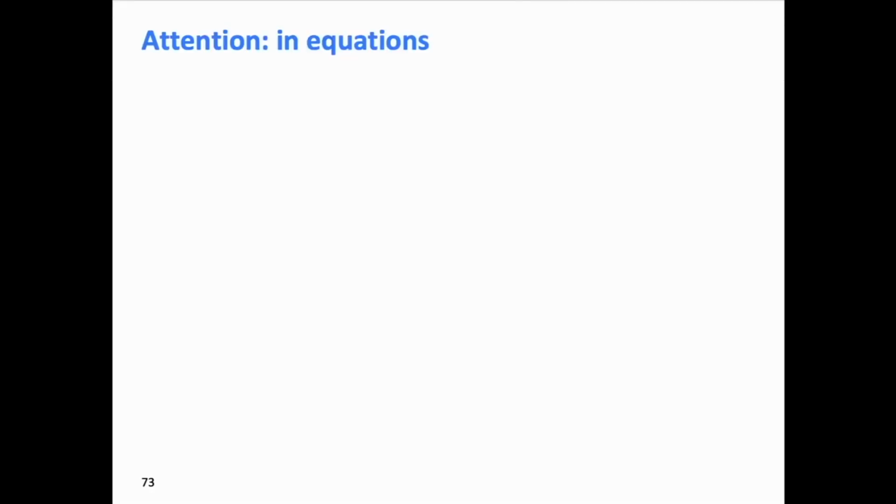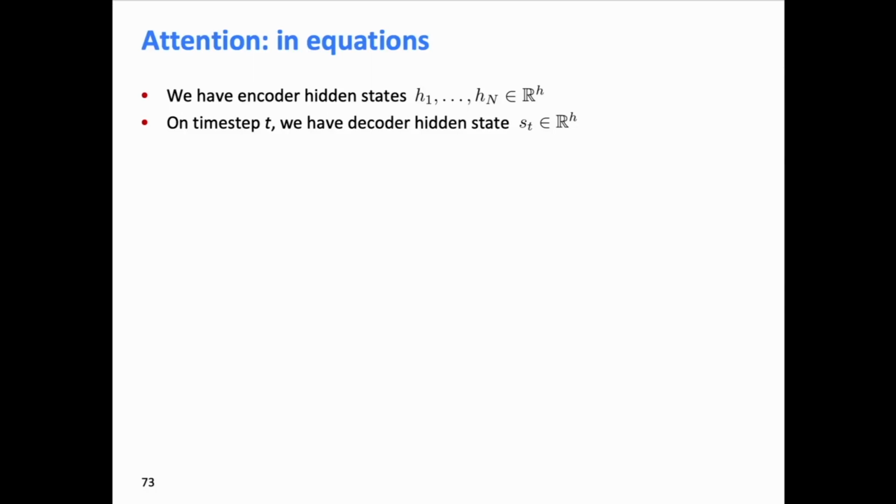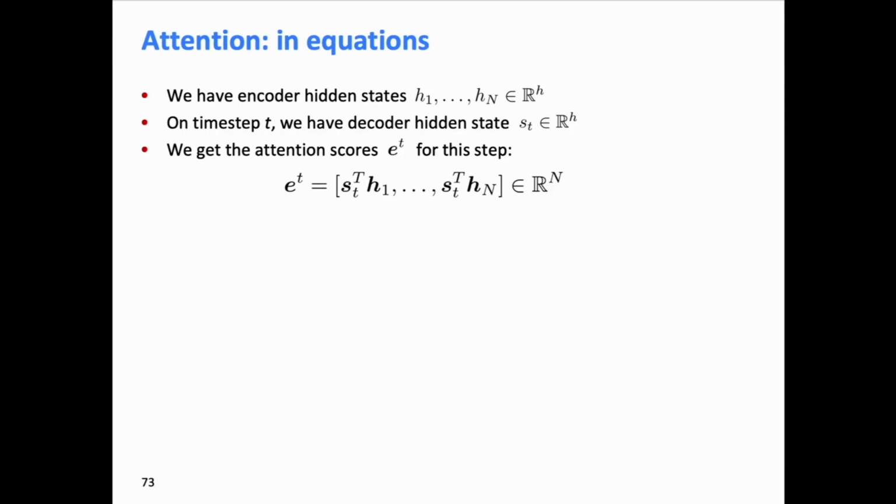So here are the equations to describe attention. I think it's probably easier to look at these in your own time later rather than look at them in the lecture now. But these are the equations that essentially say the same thing as what the diagram just said. So you have your encoder hidden states, h1 up to hN. And then on time step t of the decoder, we also have a decoder hidden state, s_t. So you're going to get the attention scores, which we're going to call e^t, by taking the dot product of your decoder hidden state with each of the encoder hidden states. And that gives you a vector of the same length as the encoder sentence, because you've got one score per source word.